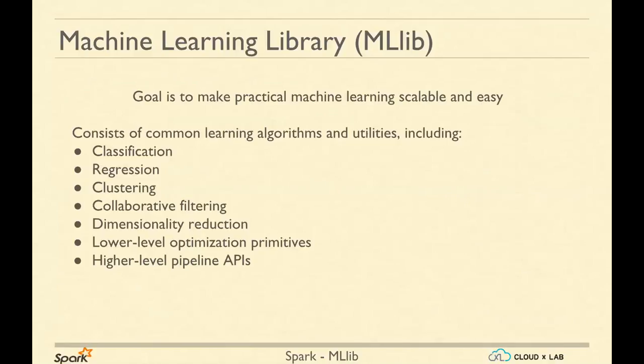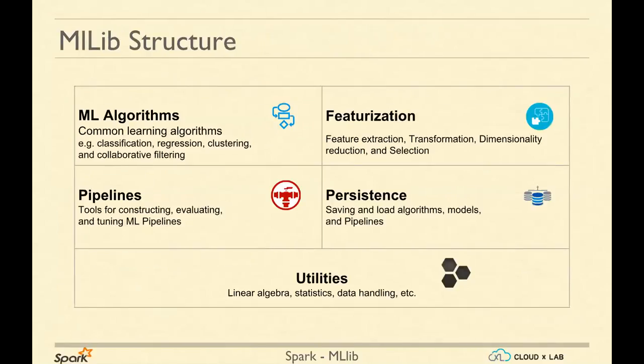It consists of common learning algorithms and utilities such as regression, classification, clustering, collaborative filtering, and dimensionality reduction. It is lower level, and it gives you the primitives so that if you want to tweak an algorithm, or create your own algorithm, you can do that. The whole MLlib package has been broken down into 5 categories. First one is the algorithms. Algorithms are the ones that generate the model after we feed the data. There are common learning algorithms available for classification, regression, clustering, and collaborative filtering.